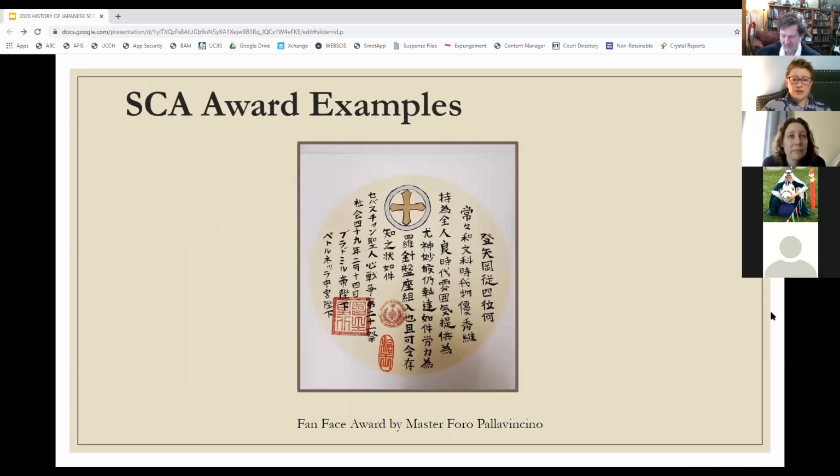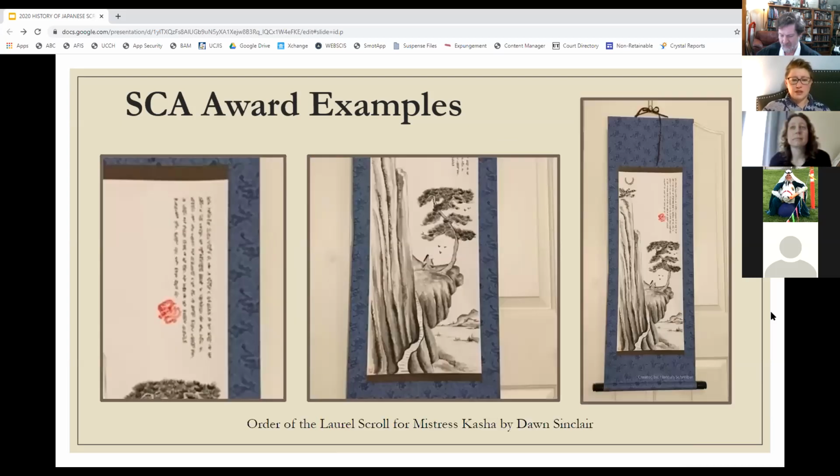This is a fan face award. So see, they painted that fan shape. This is by Master Foro Pallavicino. This is the Order of the Laurel Scroll for Mistress Kasha by Don Sinclair. And we have an ink wash style painting. Quite lovely. I wish I had better shots of it, but it's really pretty.